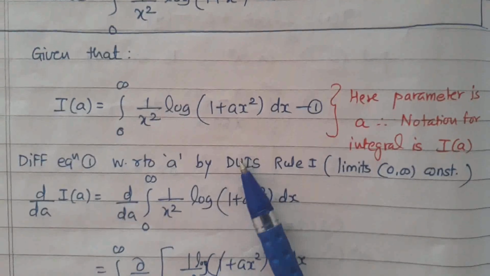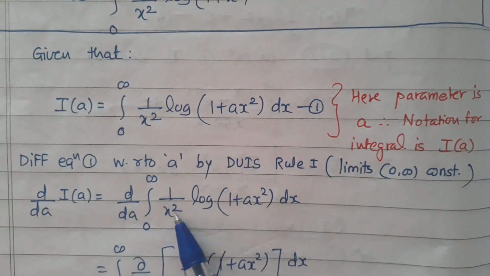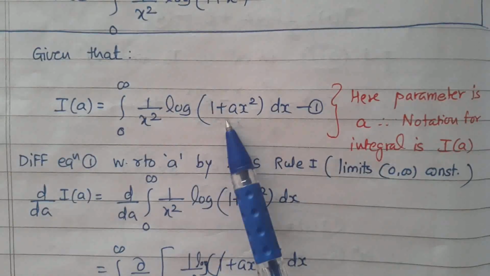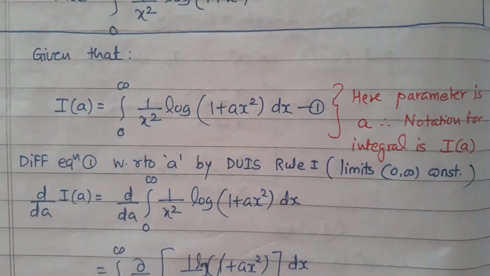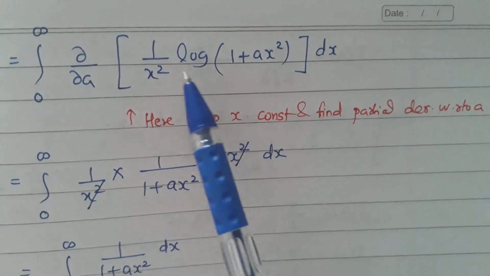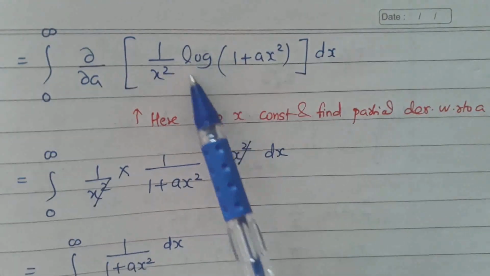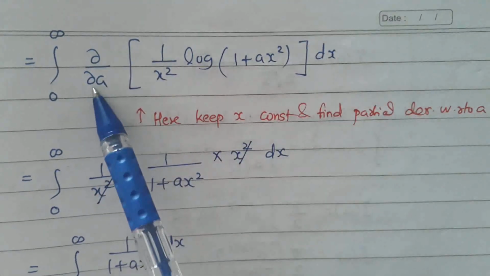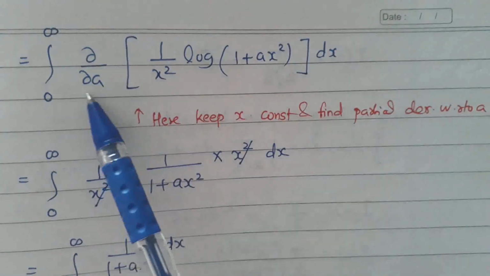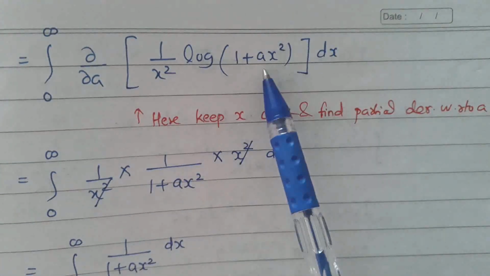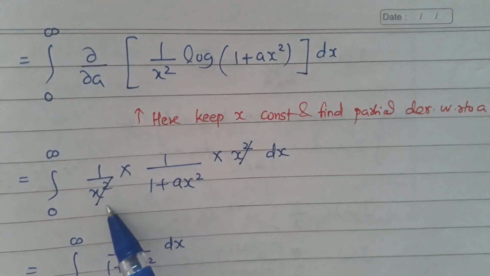Using rule 1, I of a becomes I dash of a, which is equal to the partial derivative of this function with respect to a. Here the RHS becomes the integral from 0 to infinity of the partial derivative of this function with respect to a. While finding the partial derivative with respect to a, keep x totally as a constant. 1 upon x square keep as it is.